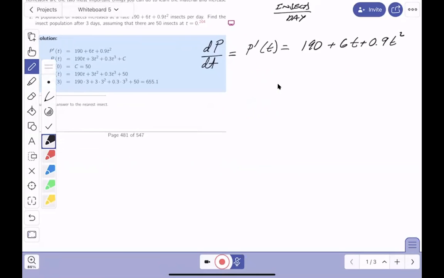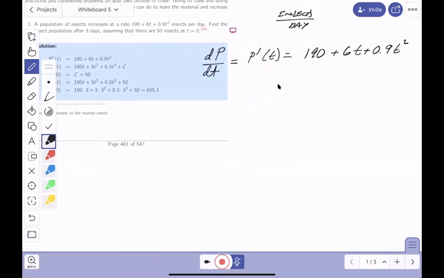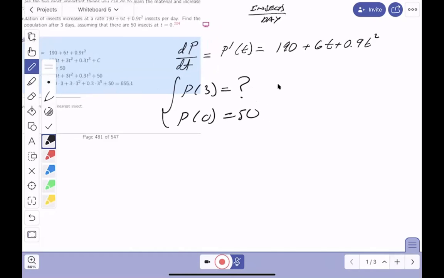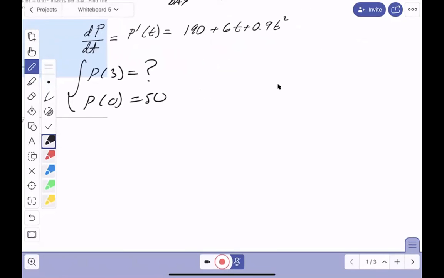All right. Now, what do they want me to do? They want to find the insect population after 3 days, assuming, and I'll write this one down for you, assuming that P of 0 is 50. So they want to know what P of 3 is. Well, the first thing I've got to do is find out what P is, and the way we're going to do that is take the antiderivative.